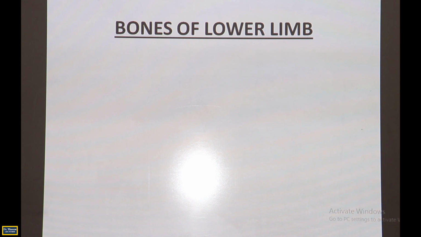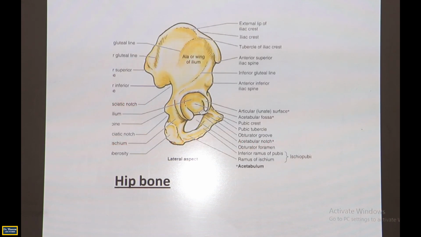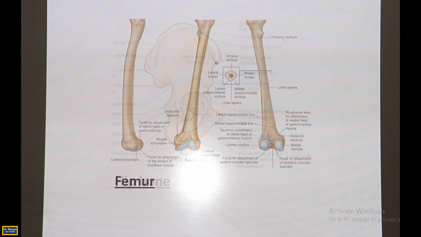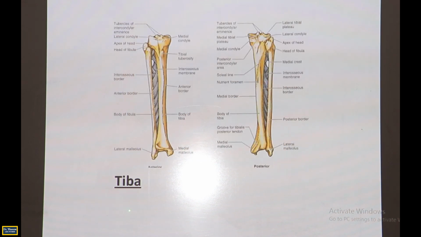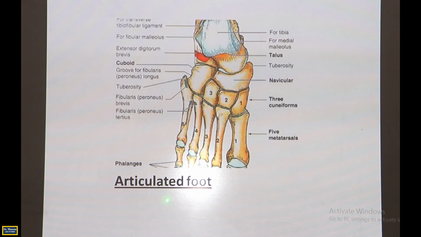Go to the bones first, the bones of the entire lower limb. If you take each bone one by one, which bones? The hip bone first, the next bone is the femur, then the tibia, then the fibula, then the patella also, and then the articulated foot.